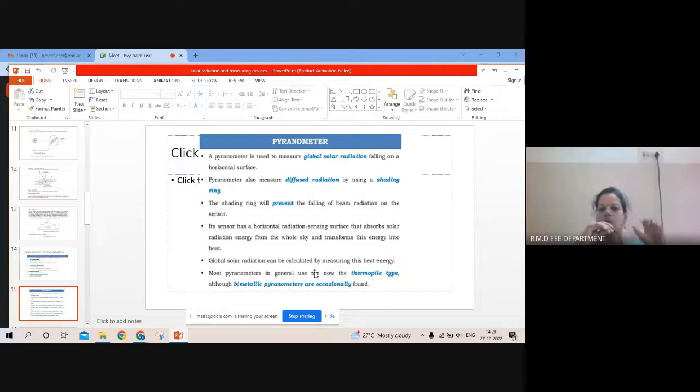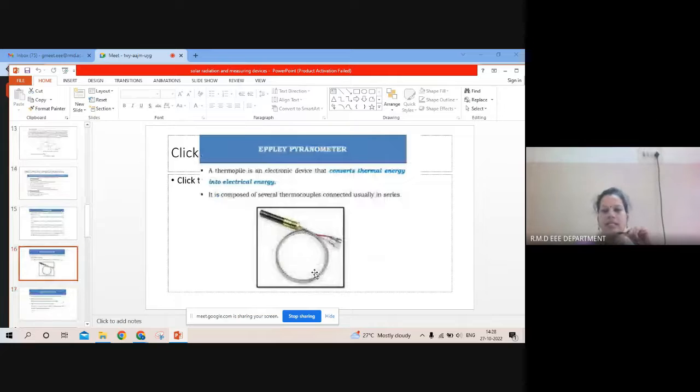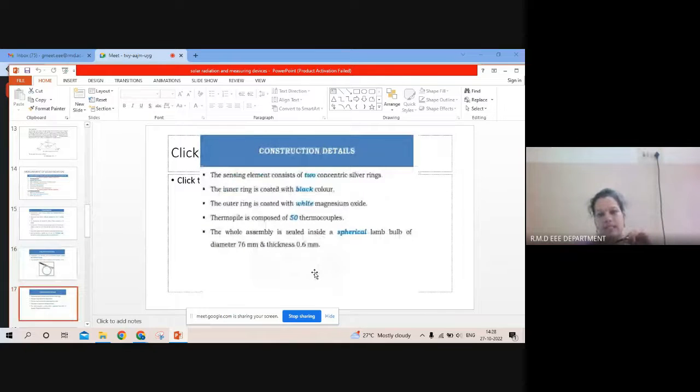It has a sensor with a horizontal radiation sensing surface, which observes the solar radiation energy from the whole sky and transforms that energy into heat. So the global solar radiation can be calculated by measuring this heat energy. Actually, it is nothing but a set of thermopiles or thermocouples connected in series, and it has two concentric silver rings which act as the sensing element, where the inner ring is coated with black color, which is a good absorber of heat energy, and the outer ring is coated with white magnesium oxide. The whole assembly is sealed inside a spherical lamp bulb of about 76 millimeter diameter and thickness 0.6 millimeter.